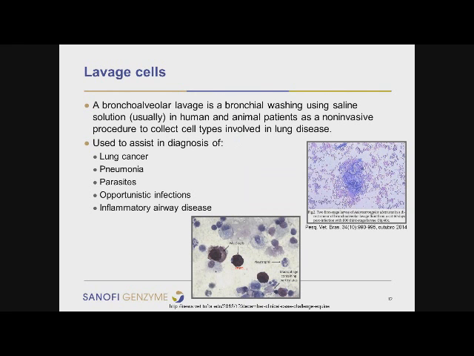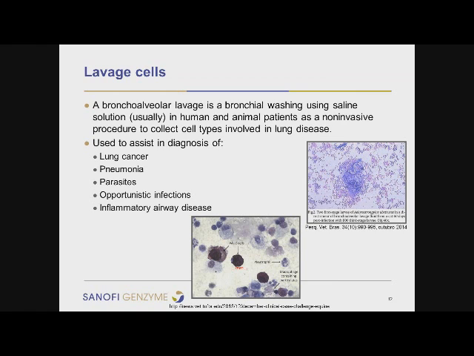So a bronchoalveolar lavage is a bronchial washing using saline solution, usually in humans and animal patients that are alive. And it's a non-invasive way to collect cell types that are deep in the lung and indicative of certain diseases. They're used in the diagnosis of lung cancer, pneumonia, parasites, opportunistic infections, and inflammatory airway diseases.